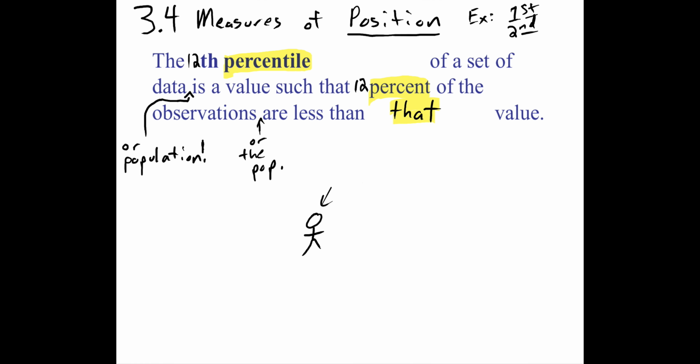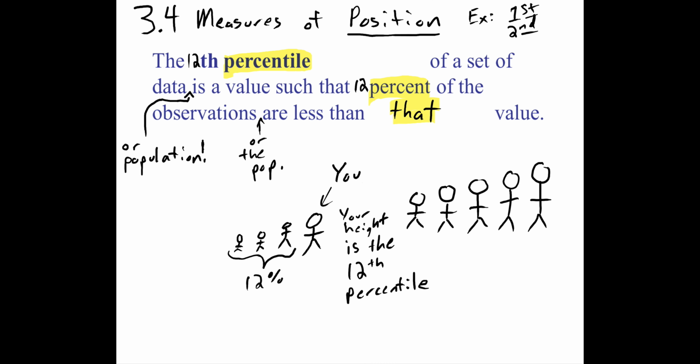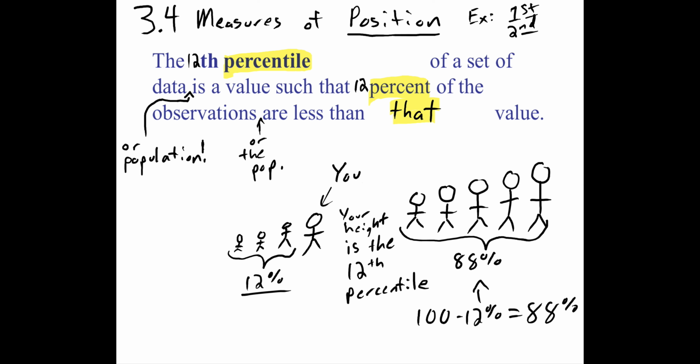Well, for example, here you are, this is you, and your height happens to be the 12th percentile. So what does that mean? That means that 12% of all people are shorter than you. We got some short people here. And the rest of everyone else is taller than you. These people are going to get tall. So if there's 12% less than you, that means 88% of people are taller than you. So if your height is the 12th percentile, you're not incredibly tall. You are only taller than 12% of people.